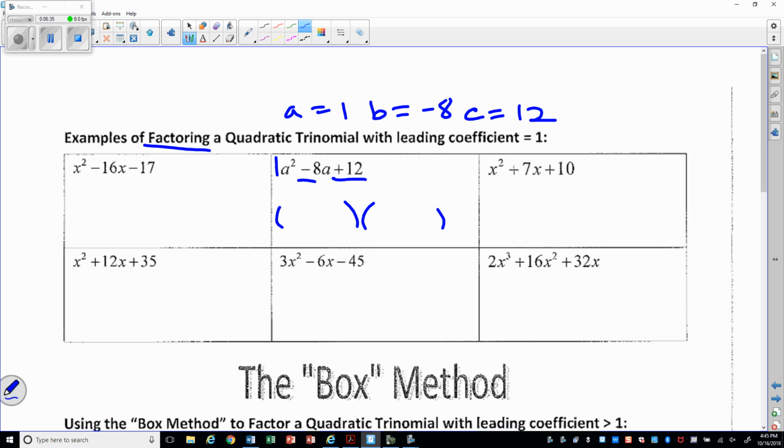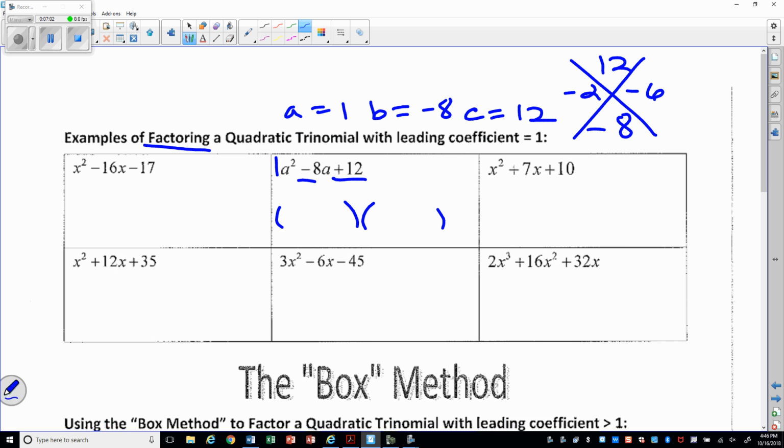To help me out, I'm going to do this x. I want them to multiply to be C, and I want them to add up to be negative 8. So what two numbers multiply to be 12 and add up to negative 8? How about negative 2 and negative 6?